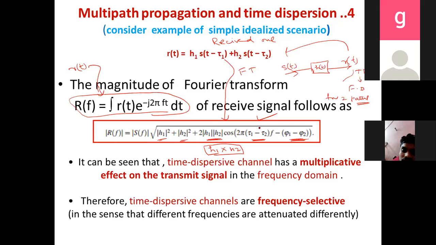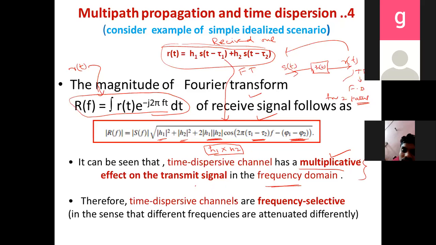Okay, H1 times H2. It's multiplicative. So it can be seen that a time dispersive channel has a multiplicative effect, a very dangerous thing, on the transmit signal in the frequency domain. If I analyze the signal received at the receiver for two paths and transform it into the frequency domain using the Fourier transform, you can observe that there is a multiplicative effect on the transmit signal. This multiplicative effect is very significant.